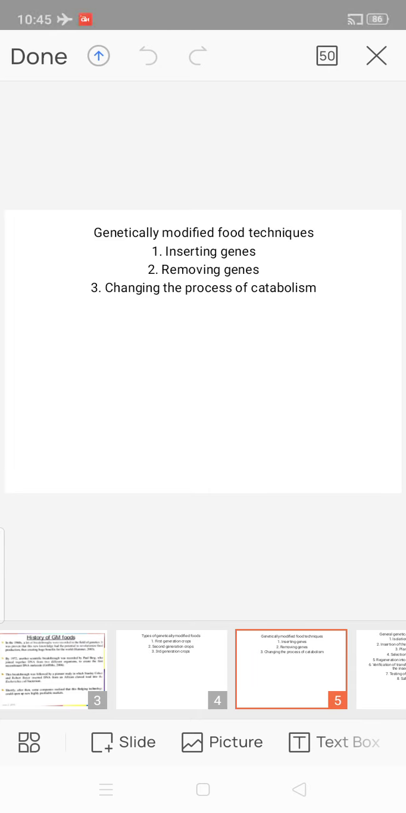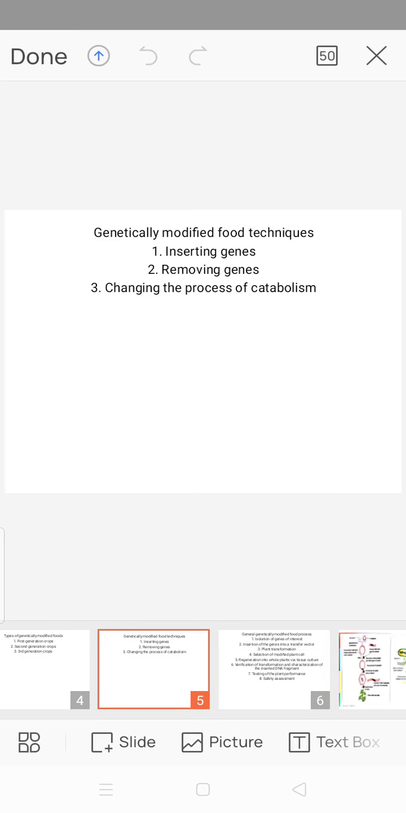And third one is changing the process of catabolism, that is gene splicing. Food can be enhanced by changing the process of catabolism, such as controlling the percentage of starch of glutinous rice, and it also includes controlling the taste, mass, color, and usefulness of foods.